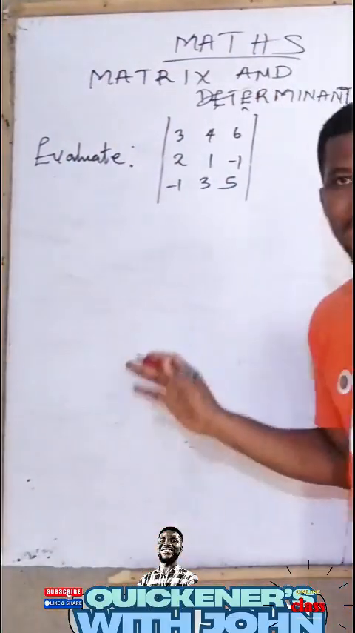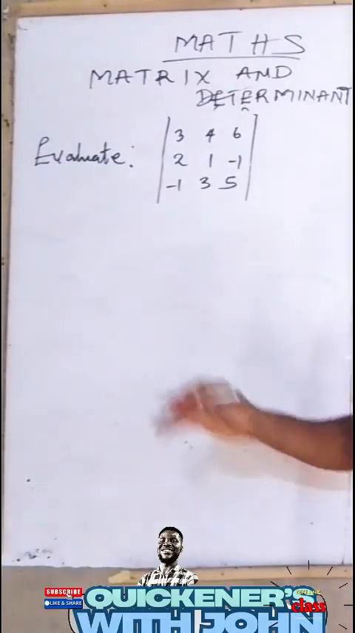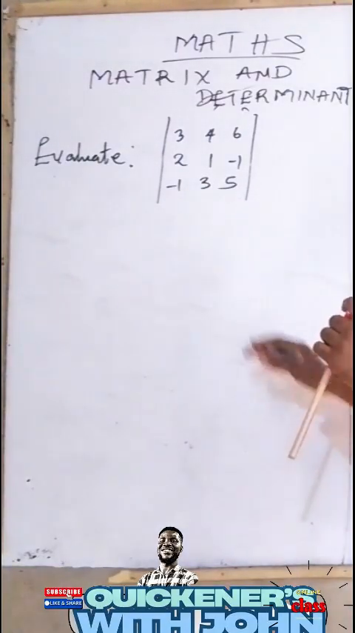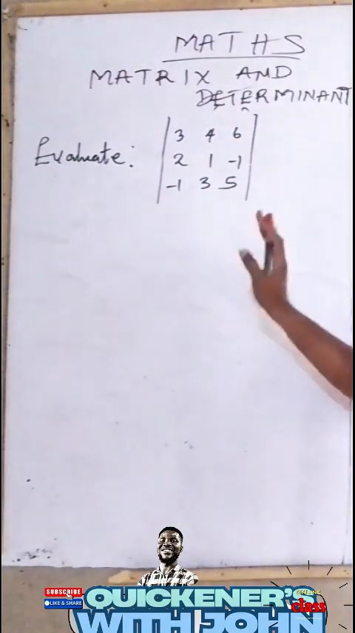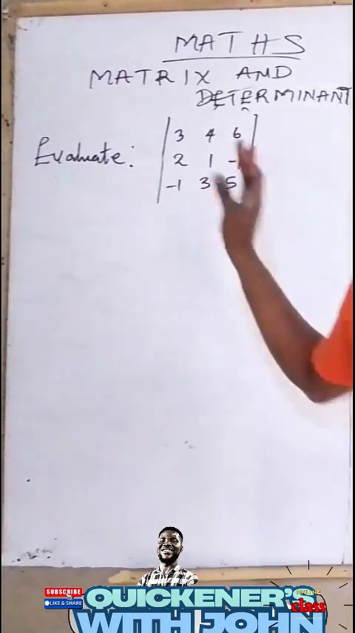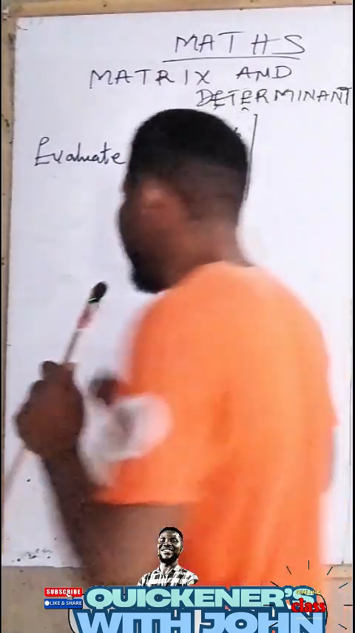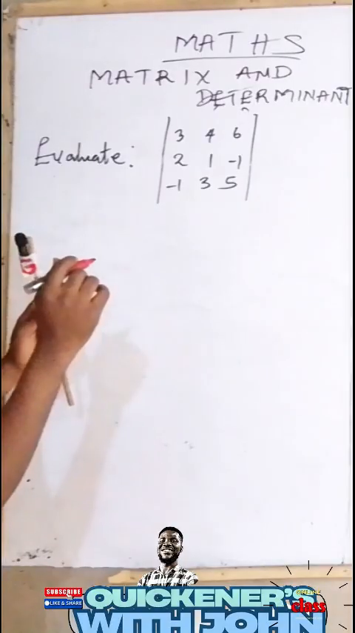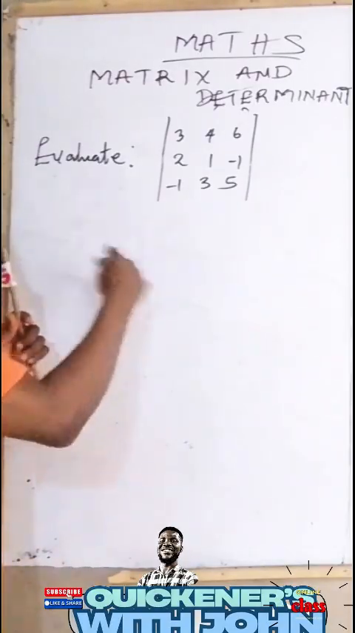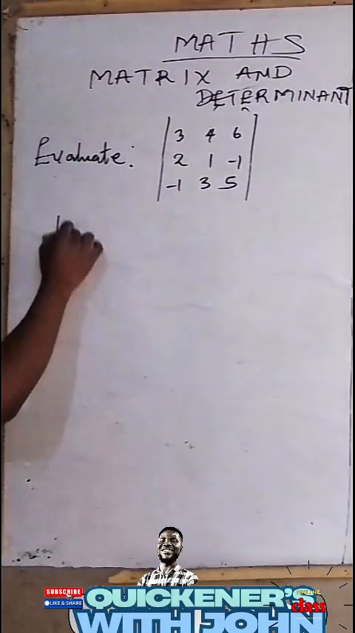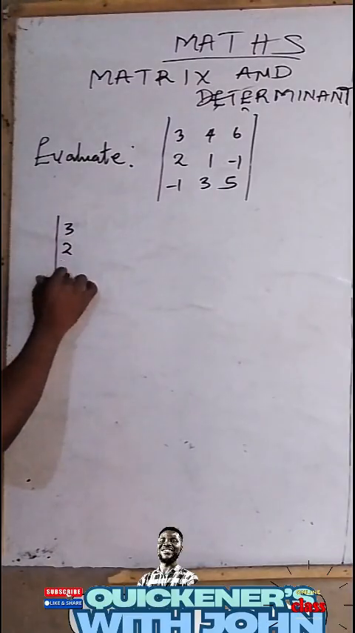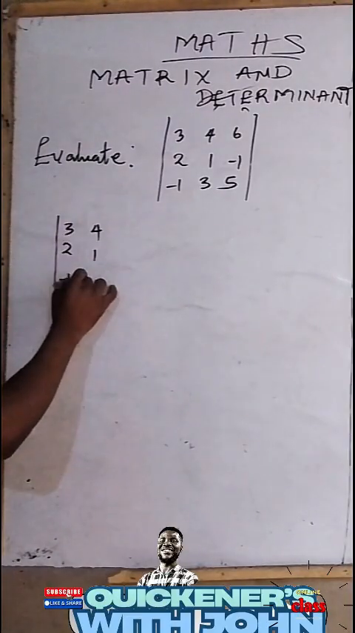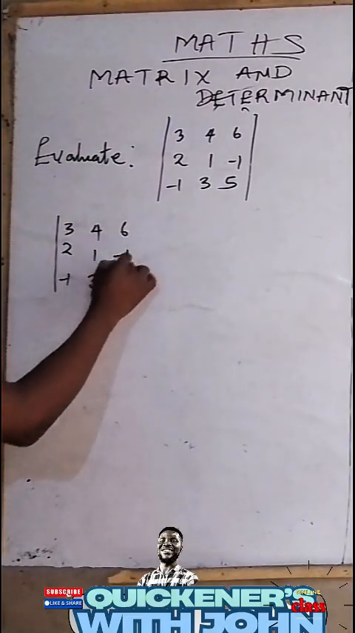Now, in this aspect, we want to solve the determinant of a 3 by 3 square matrix. So how do you get the determinant of a 3 by 3 square matrix? Follow me. The first step is, let's bring our question here. So we have our question here: 3, 2, minus 1, 4, 1, 3, and 6, minus 1, 5.